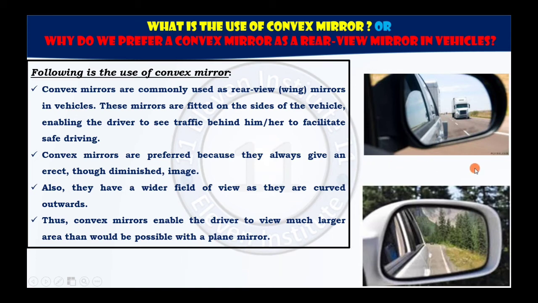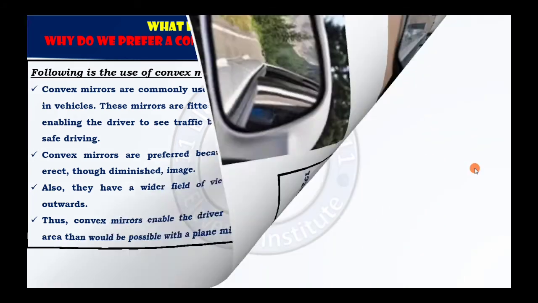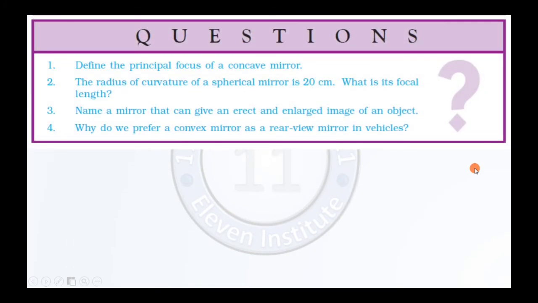Alright, I hope you have written this. Let us now move ahead. So this is the first exercise in your textbook. These are some questions. You have to write this in CW. Few of them we have already written.